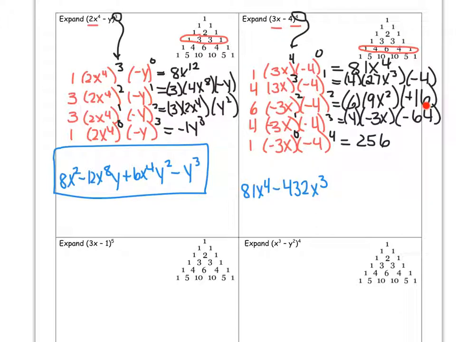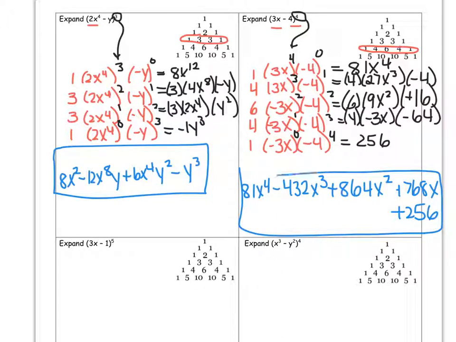Now we have the next term, which will be 9 times 6 times 16. Now if you type that into your calculator, you should get 864 x squared. Then the next row is 4 times negative 3 times 64, which will be a positive 768. And then the last column, or the last one, is just positive 256. So that is your final answer.